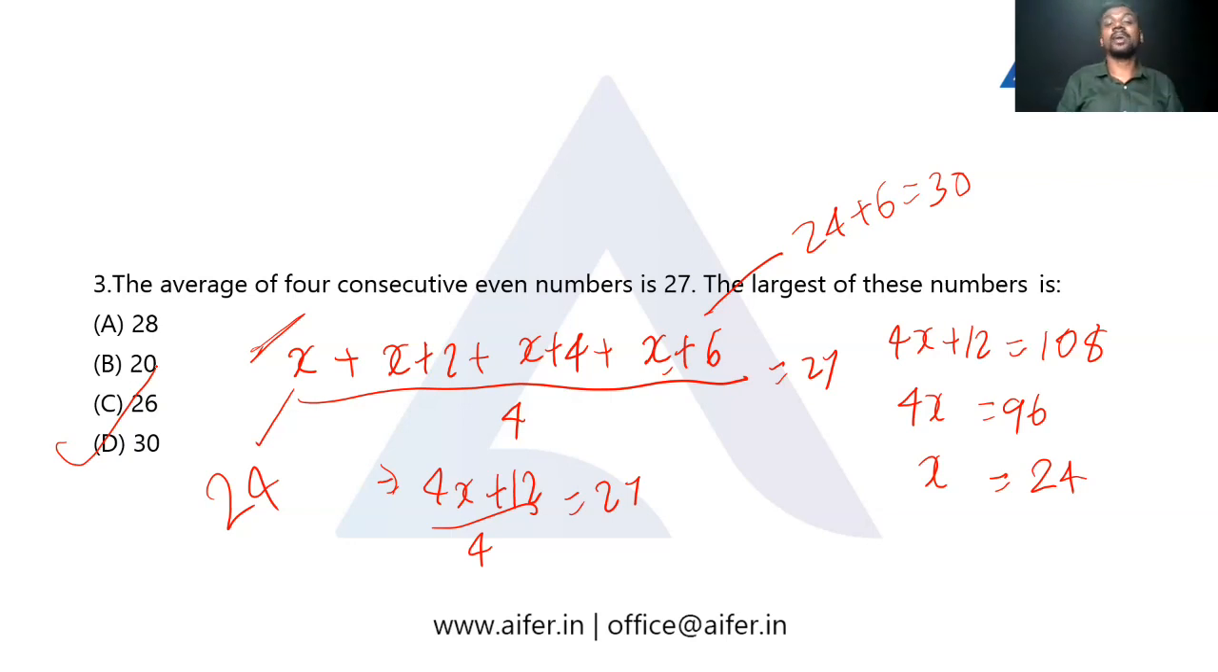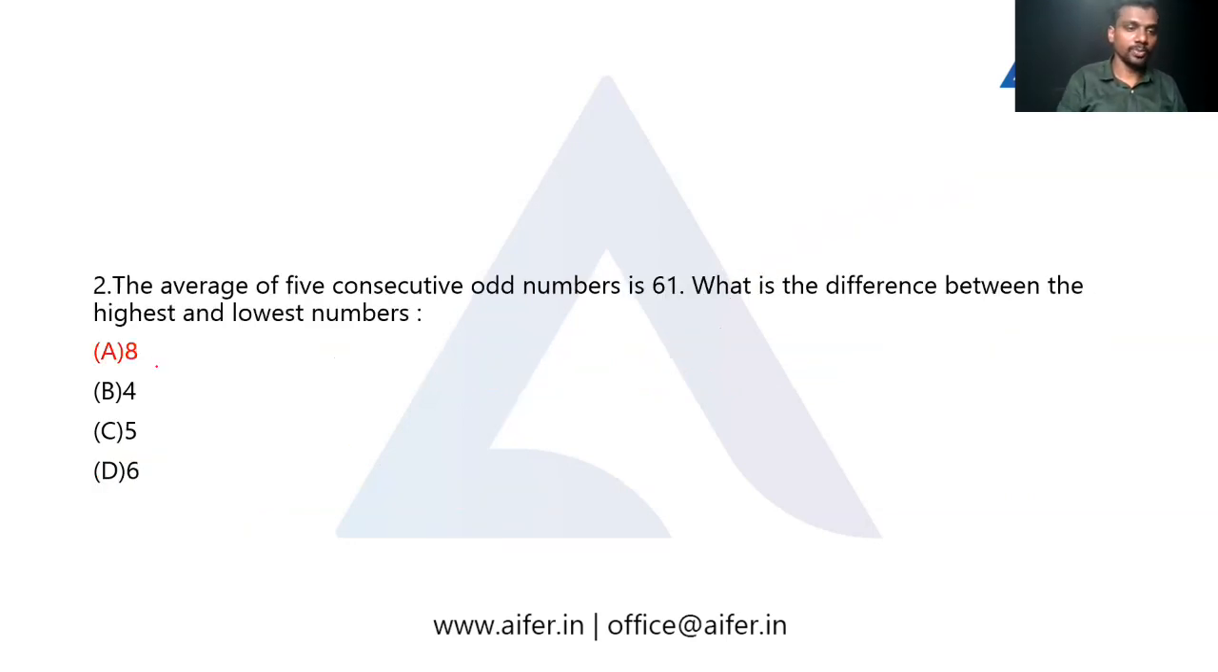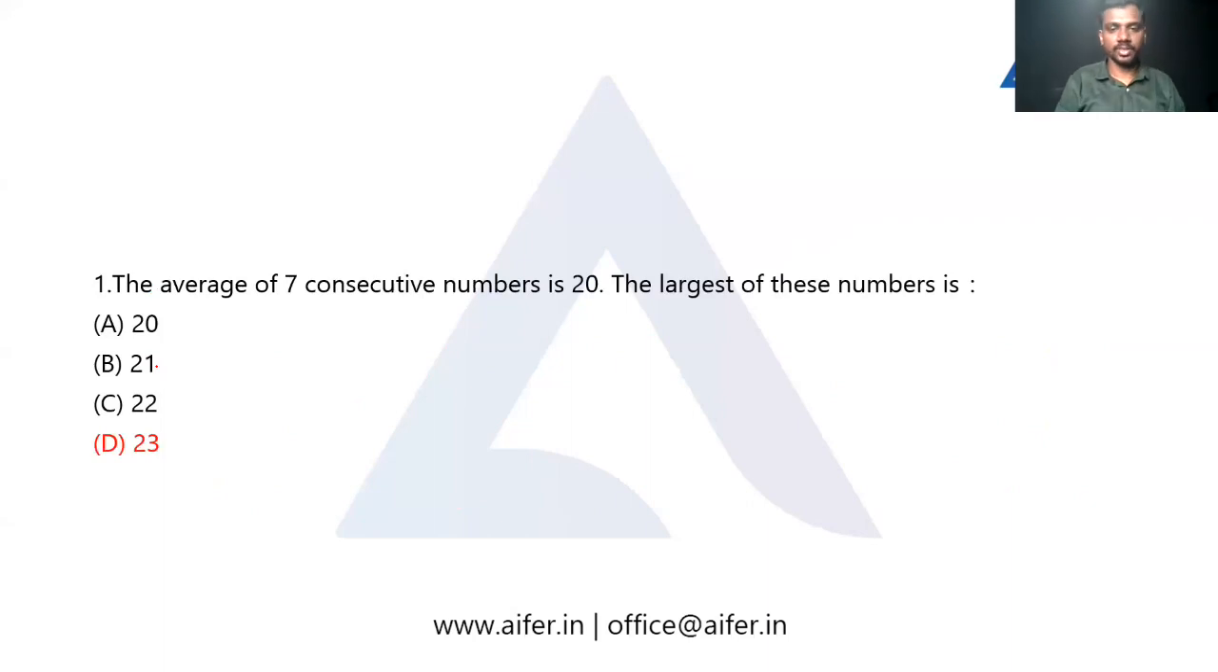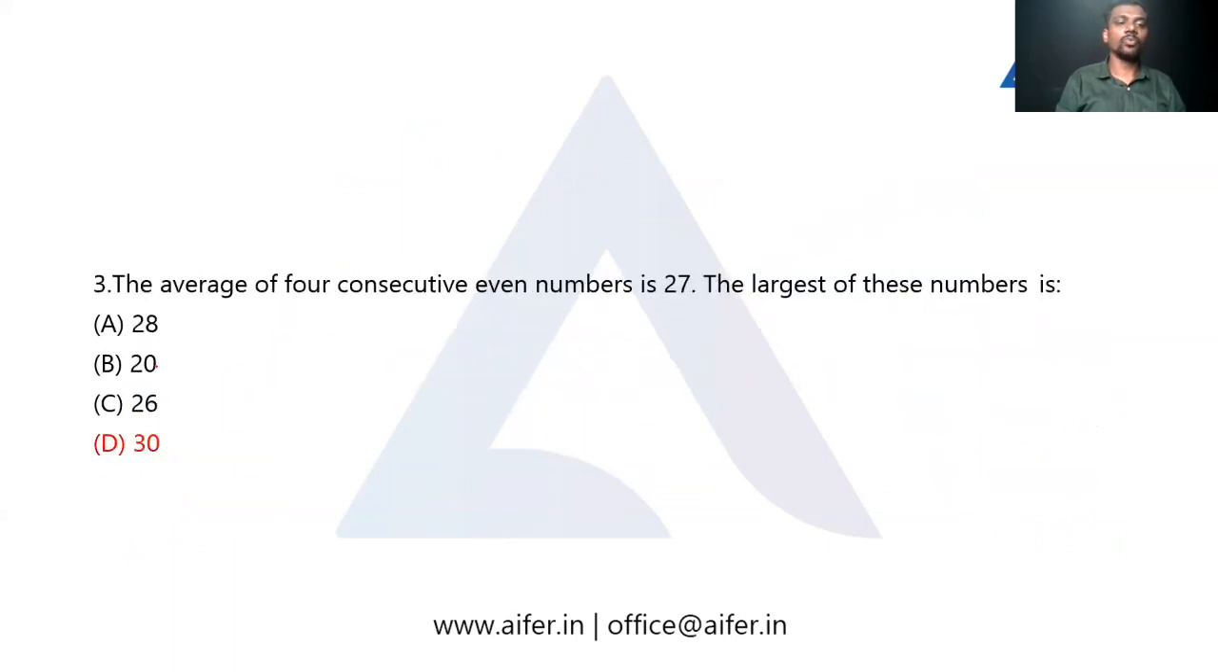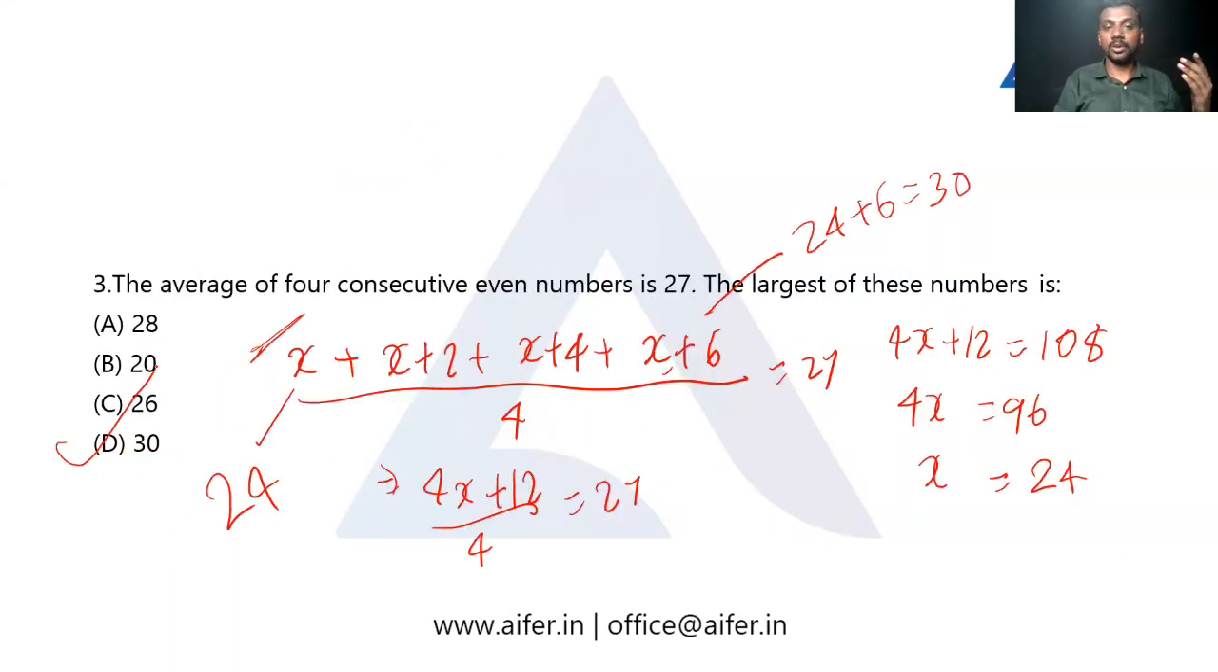In the first question, we had the average of 7 consecutive numbers is 20, and the largest of these numbers is asked. I hope you remember the question. The same way we'll be doing this one also. We substitute the initial value as x, then we have the 4 even numbers, x, x plus 2, x plus 4, and x plus 6, and we substitute in the equation, that is average is equal to total value by number of observations. So we have the answer as 24 as the value of smallest, and the largest is being asked in this question. So we have 24 plus 6, we have 30 as the correct answer.